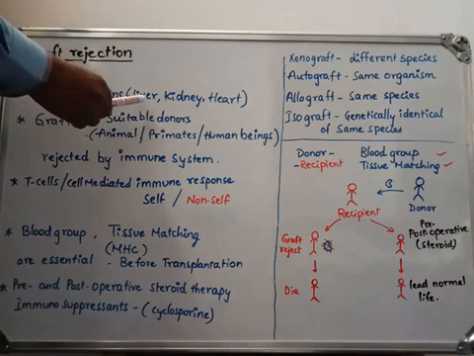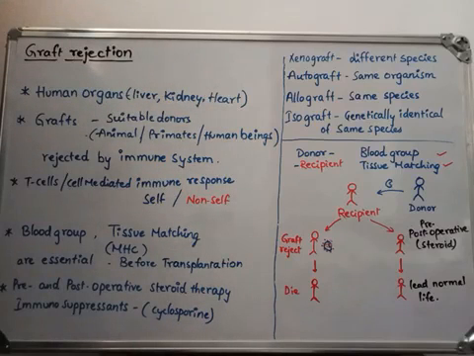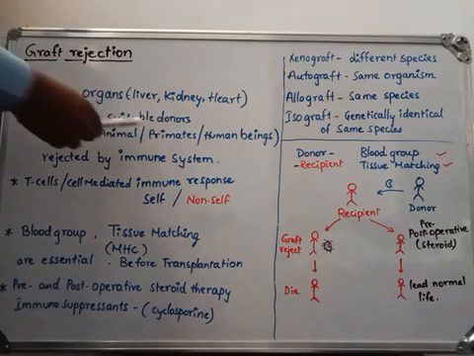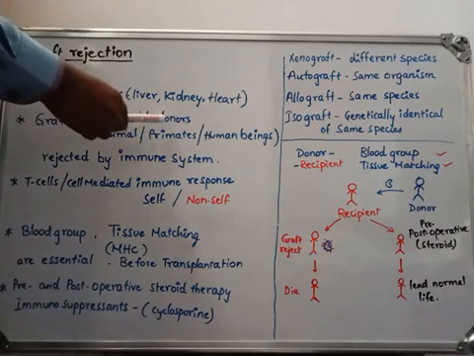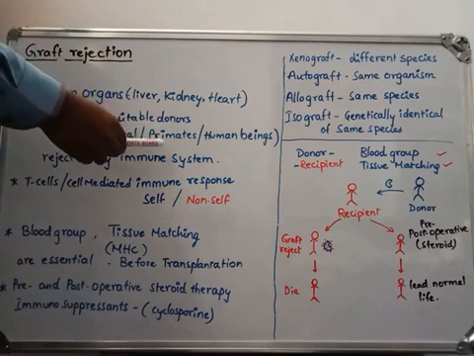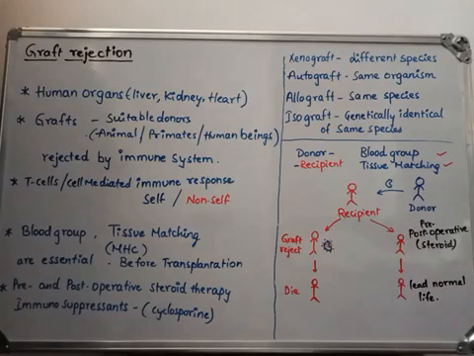Normally, human organs like liver, kidney, heart, skin, and cornea may be used for organ transplantation, and those organs we also call grafts. So a graft is a tissue or organ which can be transferred from a suitable donor to a recipient or a patient. The suitable donors may be an animal, a primate, or a human being. After successful organ transplantation, the person sometimes undergoes graft rejection.